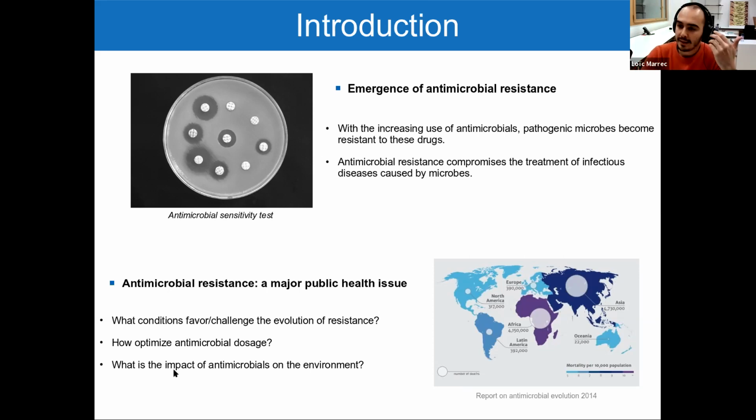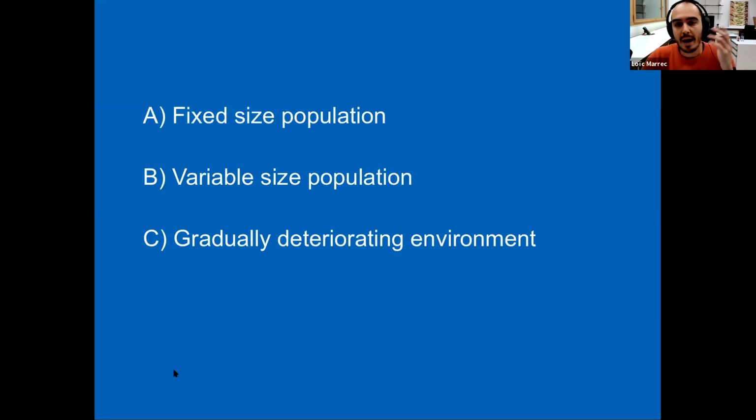Okay, so in the following, I'm going to try to answer some of these questions. So my talk will be divided into 3 parts. In the first part, I will deal with populations of fixed size. In the second part, I will deal with microbial populations of variable size. And in the last part of my talk, I will briefly talk about gradually deteriorating environments.